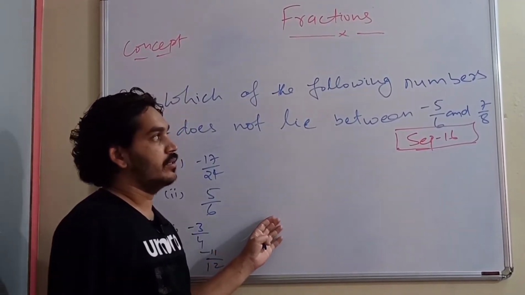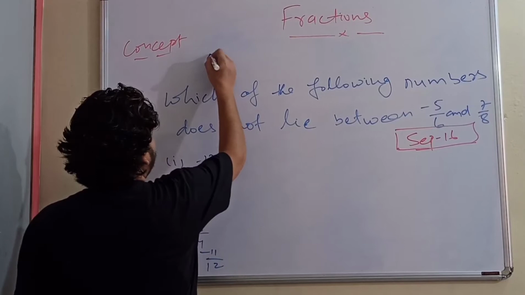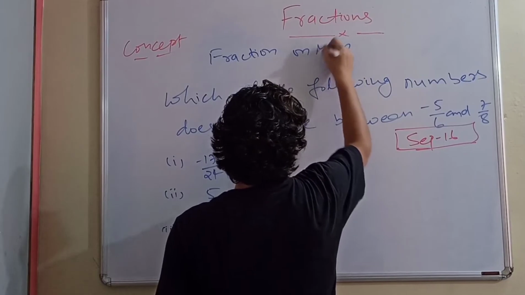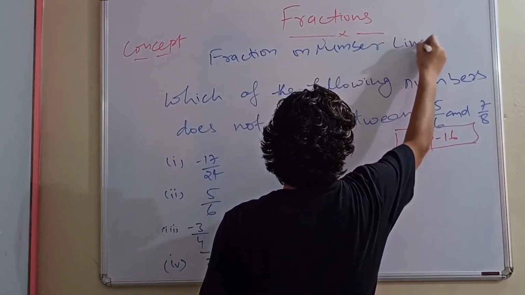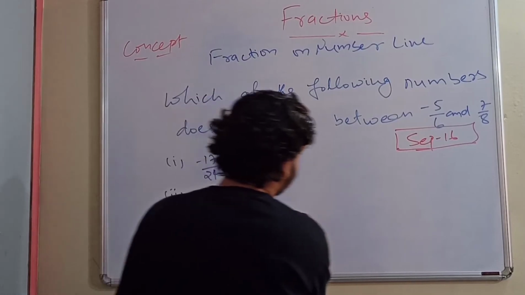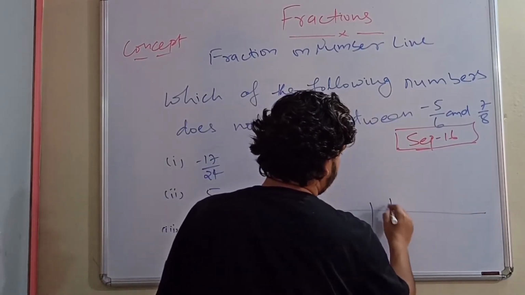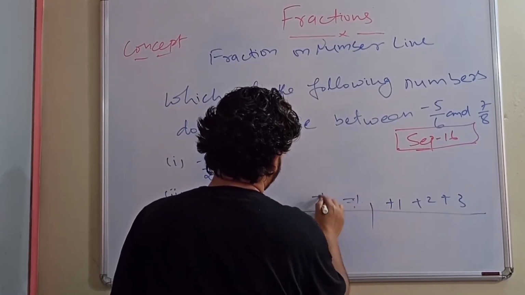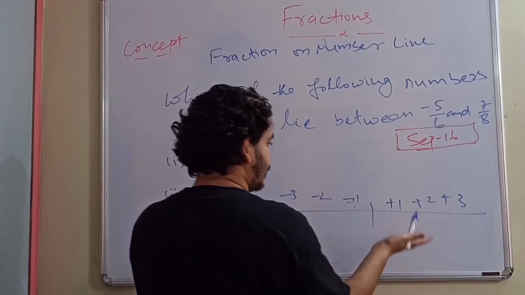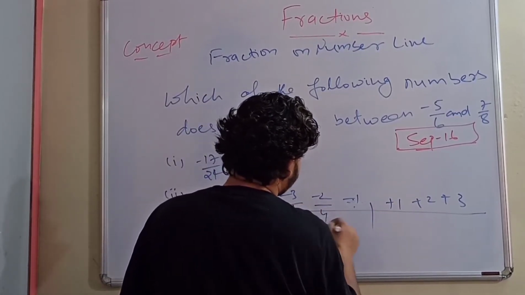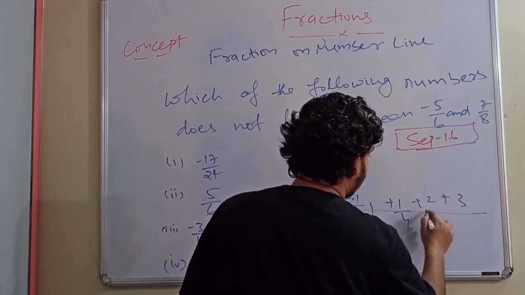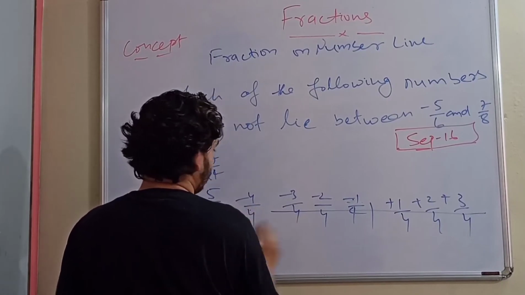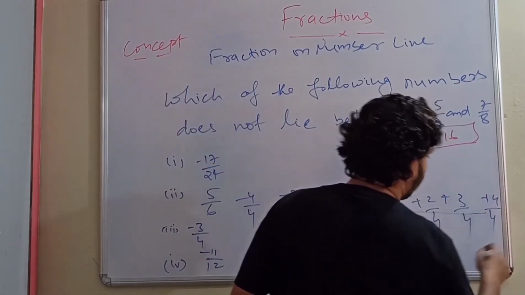Okay, so this is another question which is based on fractions on the number line. So the normal thing is what? The number line follows from 0, plus 1, plus 2, plus 3, minus 1, minus 2, minus 3. Or if you simply see minus 3 by 4, minus 2 by 4, minus 1 by 4, plus 1 by 4, 2 by 4, 3 by 4, and then 4 by 4, minus 4 by 4. Similarly, go on, plus 4 by 4, and so on.